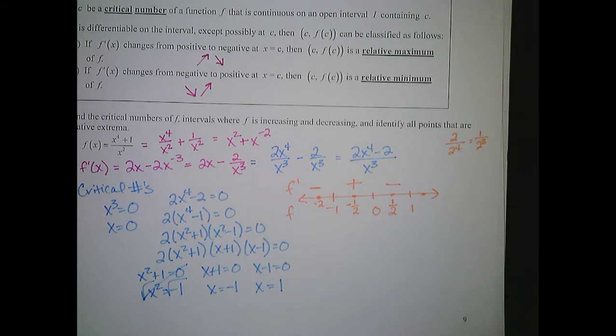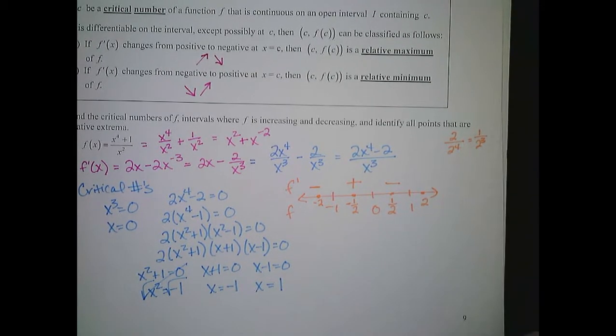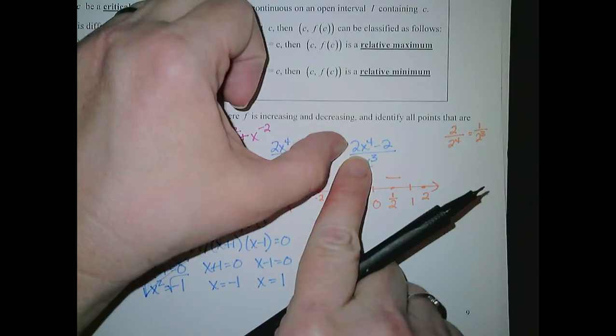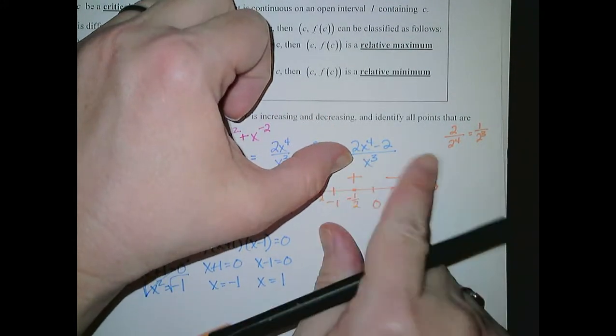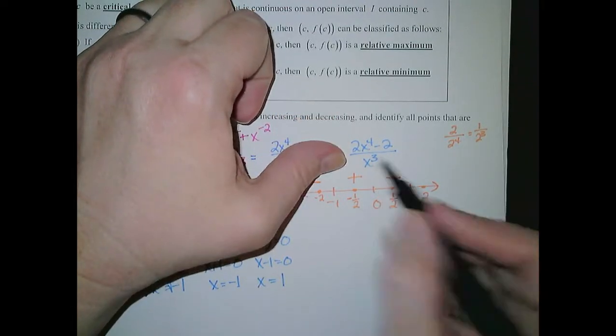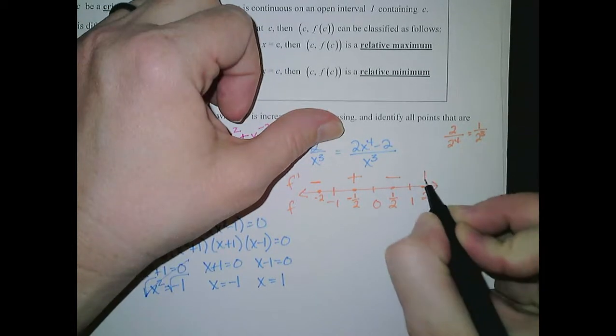And then finally, my last point, I need to check something that is larger than 1. So we'll go with maybe 2 this time. If I put in 2, I have 2 to the 4th times 2 gives me 2 to the 5th. Minus 2 is going to be a positive number. Over 2 cubed is going to be a positive number. And a positive divided by a positive gives me a positive number.